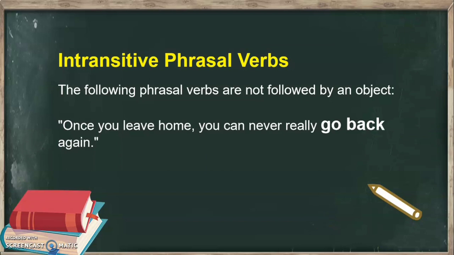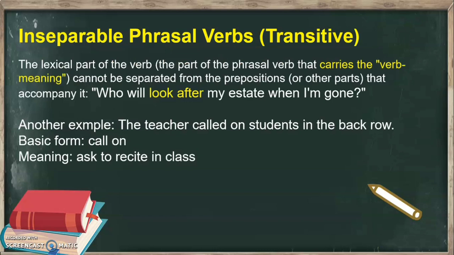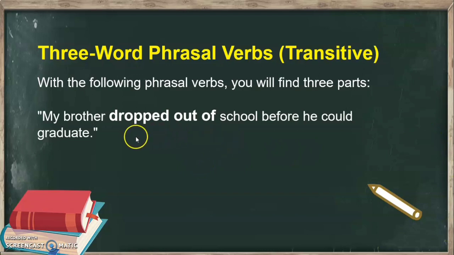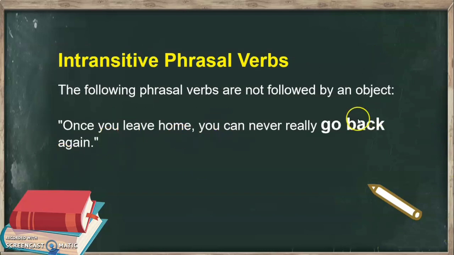Of course, if we have transitive phrasal verbs, we also have intransitive phrasal verbs. It means that the verbs are not followed by an object. For example: once you leave home, you can never really go back again. After our phrasal verb go back, there's no object here. Let's compare: the teacher called on students. Our object is the students, so it is transitive. It has an object, but this one doesn't have. So that is what we call intransitive phrasal verbs.